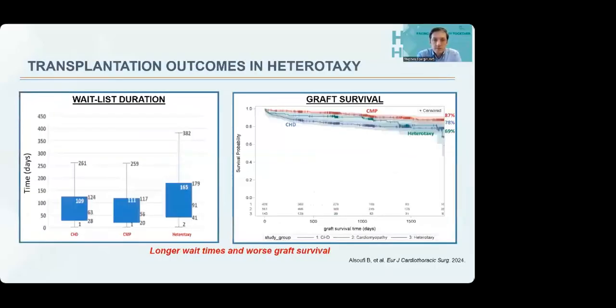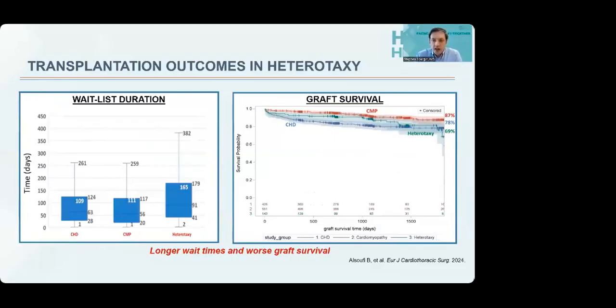And then finally, some may ask about heart transplantation outcomes in this population. These data come from the UNOS database, in which the authors looked at waitlist duration and graft survival by indication. So the analysis included 140 patients with heterotaxy who underwent cardiac transplantation and compared outcomes to patients with congenital heart disease, but no heterotaxy, and those with cardiomyopathy as the primary indication.